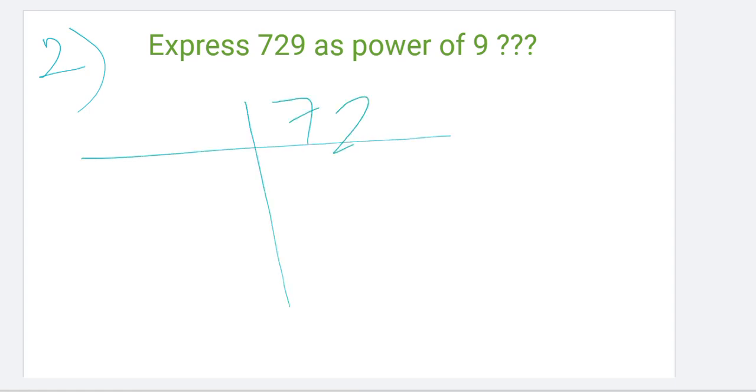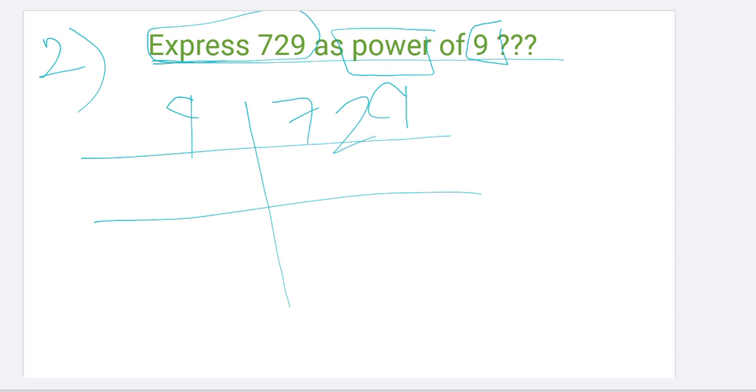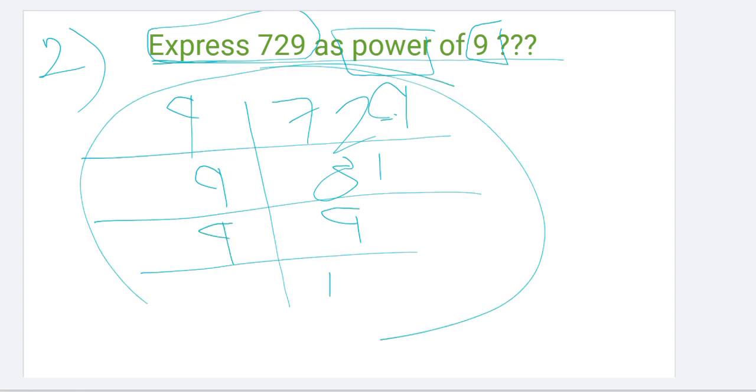So this is 729. If you're confident enough and you want to solve this question on your own, then you can pause the video, solve it, and then look at the answer. Now 729, express 729 as power of 9. So we factorize it with 9. So this becomes 729, then 81, then 9, and 1. So this is the factorization for this.